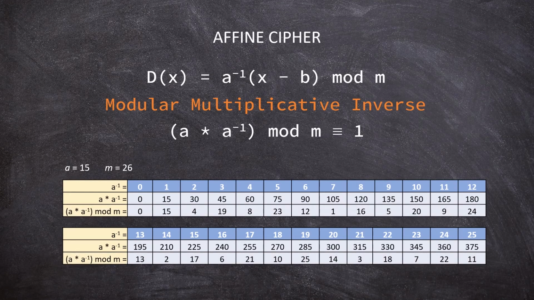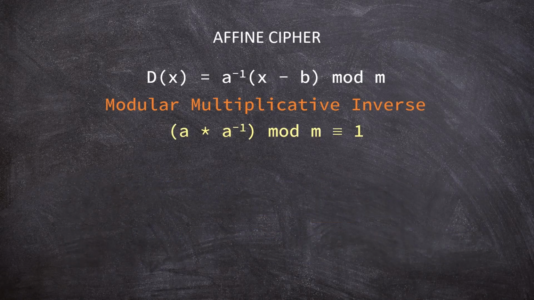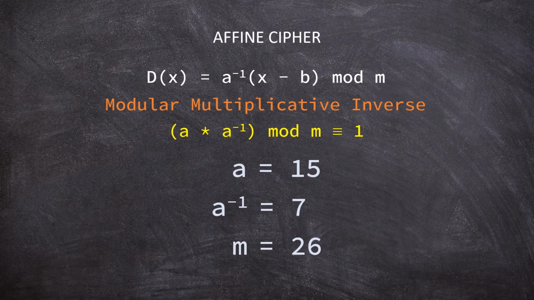Next, let's iterate over the table once more, this time factoring in the results from the second row and solving for the modulus 26. When all is said and done, we end up with a variety of different answers, but remember, we're only interested in the answer that is equivalent to 1. We look through the table, and lo and behold, we have a hit. When a to the power of -1 equals 7, the equation comes out equivalent to 1. This means when a equals 15 and the modulus m equals 26, the modular inverse of a is 7.